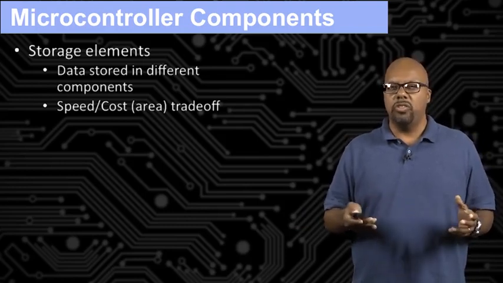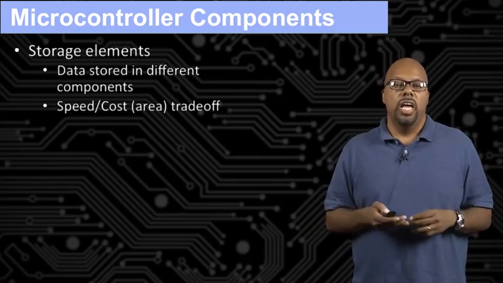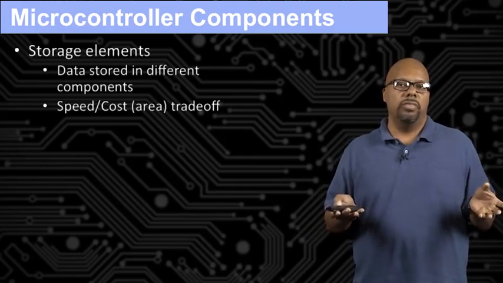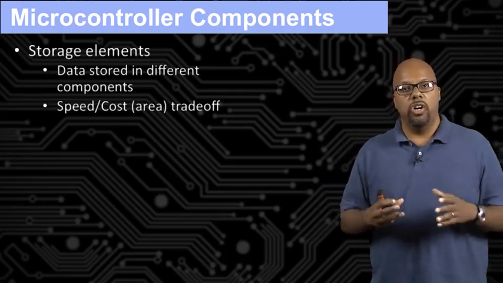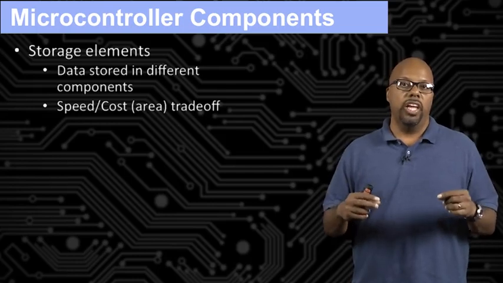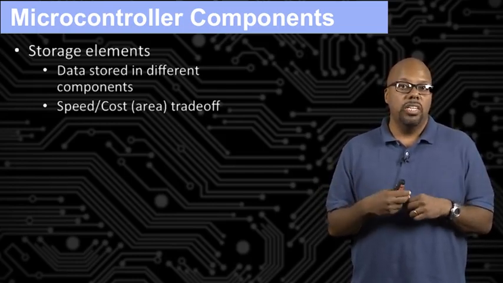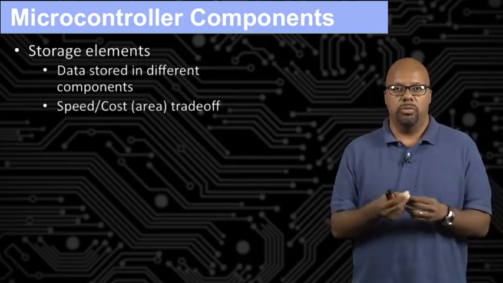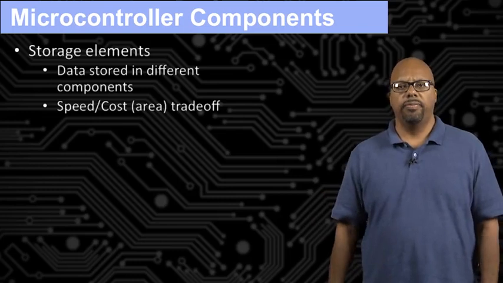And there are different types of storage elements. There's a speed performance trade-off. So some types of storage are very fast, but they cost more. Usually they cost more because of area. They take up a lot more area on the chip, so they cost more. On the other hand, there are other types of storage elements that are slower to access, but they cost less. They're much smaller on the chip. There's also a power trade-off that I didn't mention here.